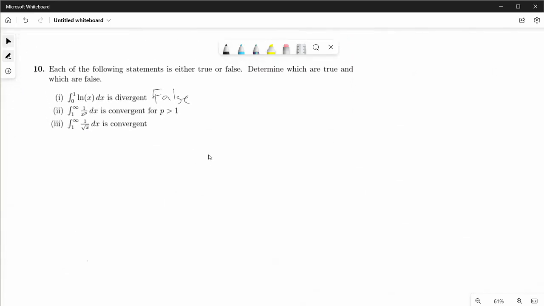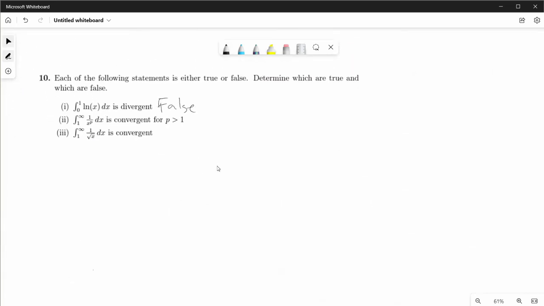Now number 2 and 3 are tied together with the sort of central equation you should know for improper integrals. The integral from 1 to infinity of a polynomial in a fraction, so 1 over x to the p. When p is more than 1, this is convergent. When p is less than or equal to 1, then this is divergent. So that's a rule you should definitely remember.